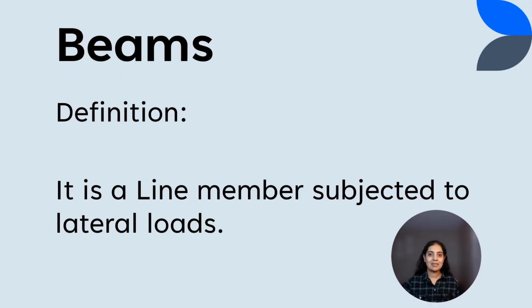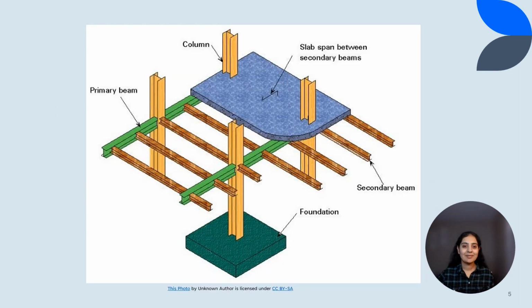Beams. It is a line member subjected to lateral loads. Here, this is the frame of the building, and you can see the foundation and columns, and on them these primary beams. And on these primary beams, these secondary beams are supported, and the slab is supported between these secondary beams.